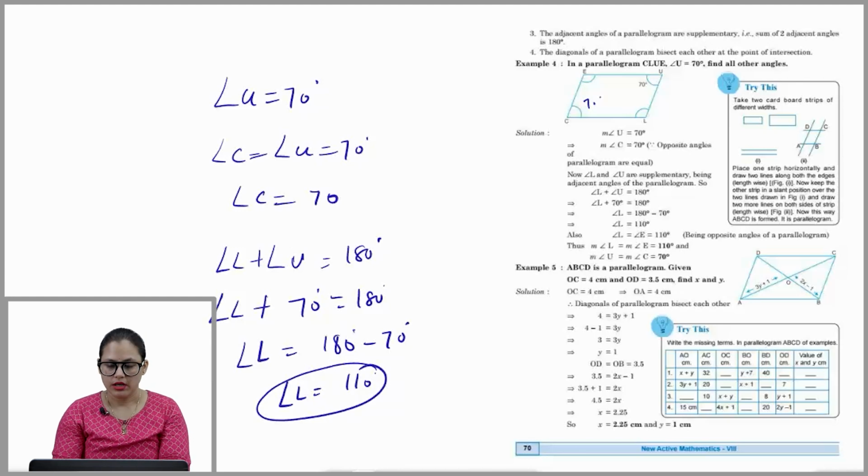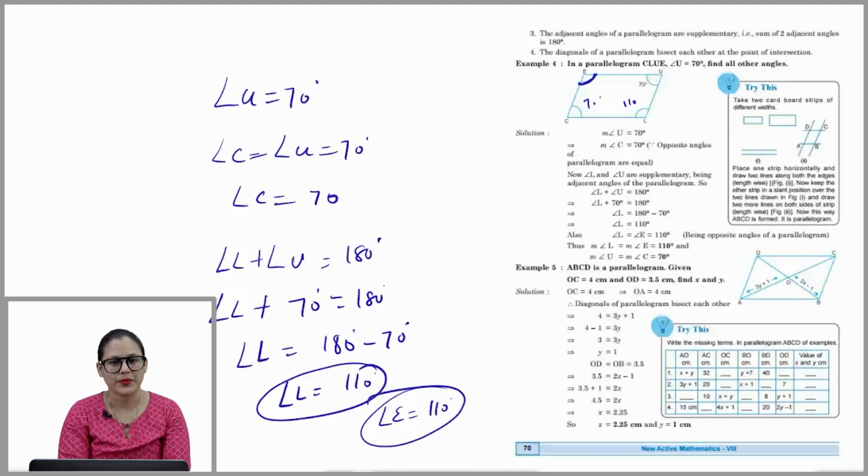Okay. Now this is 110 degrees. Now what is this angle? This is E, angle E. Angle E is also equal to 110 degrees, because angle L is 110 degrees and opposite angles of a parallelogram are equal, right? So angle E is equal to 110 degrees.